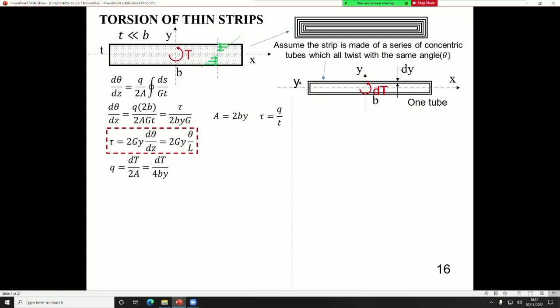On the other hand, I say q is equal to 2. Yes, please. Can you explain how you got the red box again? Like the stuff in the red box. Are you happy with what I've written here? Yes. Okay. I just multiplied this by the left-hand side, and d theta over dz is theta over L. So therefore, tau is equal to 2Gy d theta over dz. But the thing is here, I've written it in terms of the shear stress. So this is 2Gy d theta over dz.